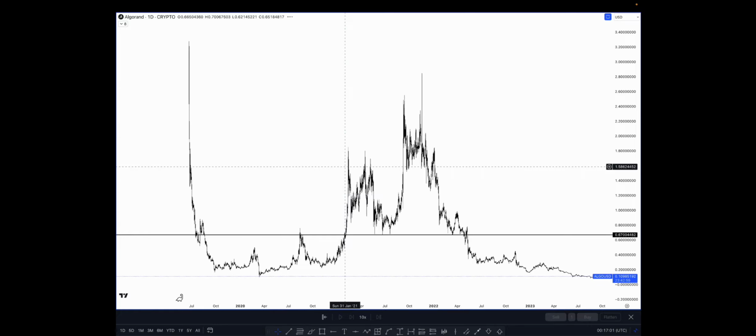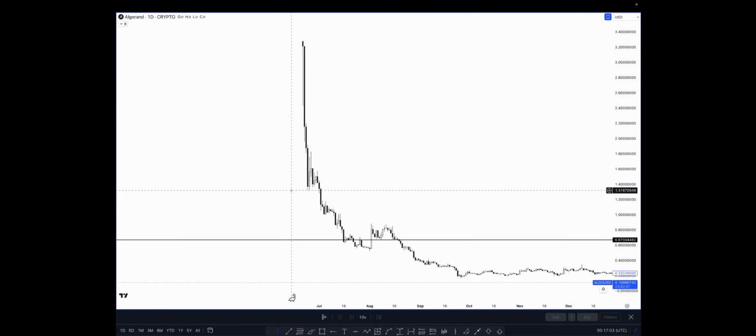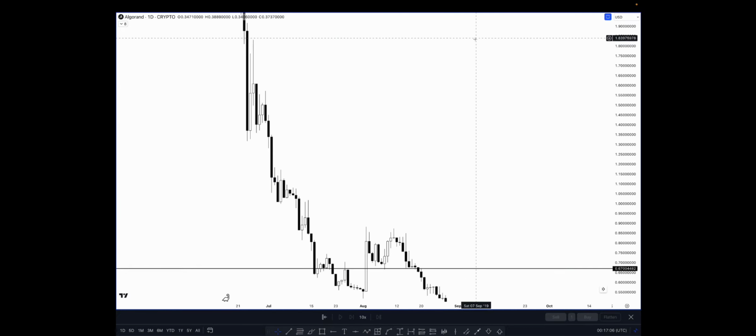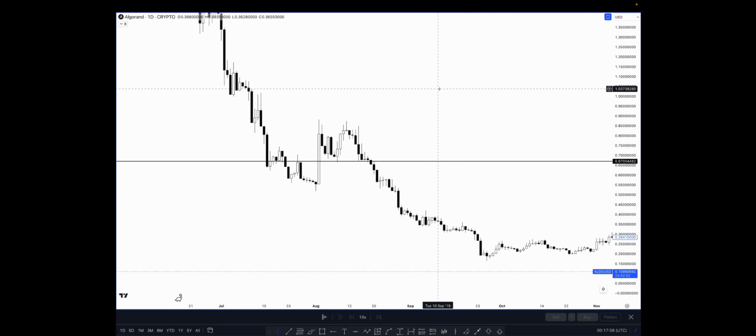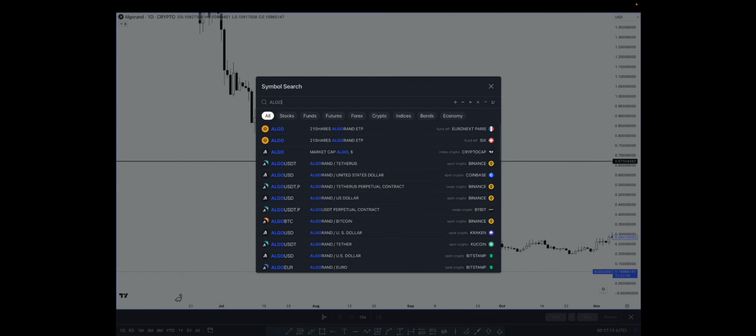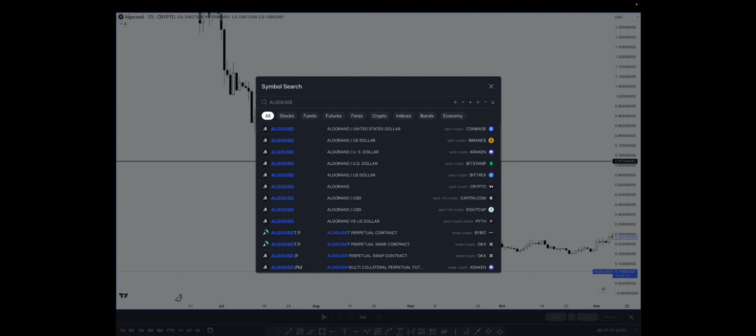So then we do the same thing. We zoom into the daily, and we go right across to all the price history you have. When you're doing this, make sure you're doing it on the chart that has the most price history. If you want the chart with the most price history for any alt on TradingView, generally type in the ticker and type in USD, not USDT, or just USD, and then look for the one that says crypto on it.